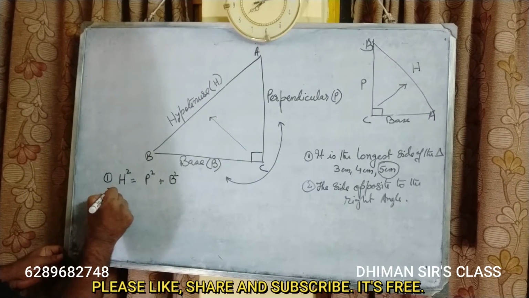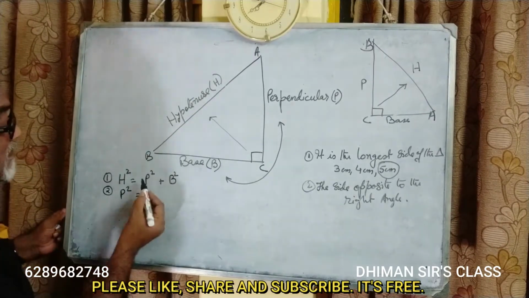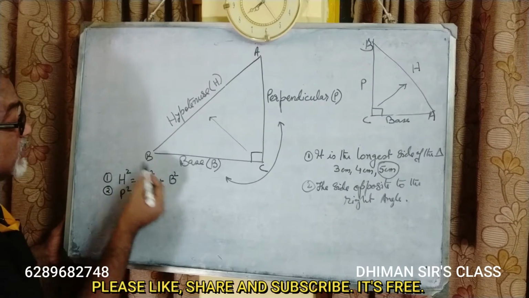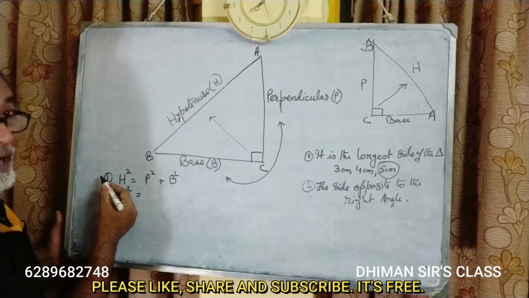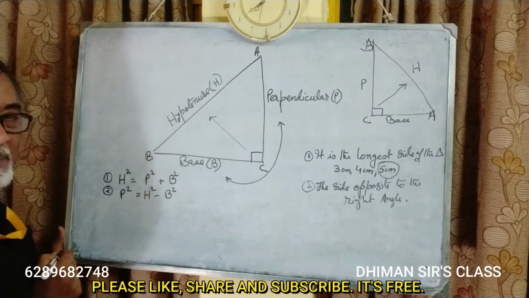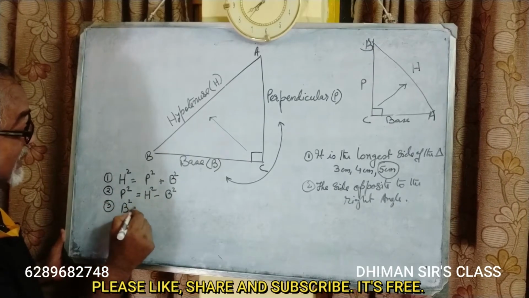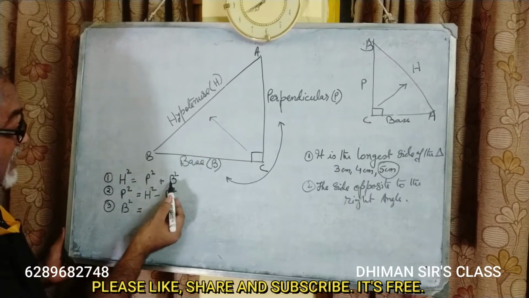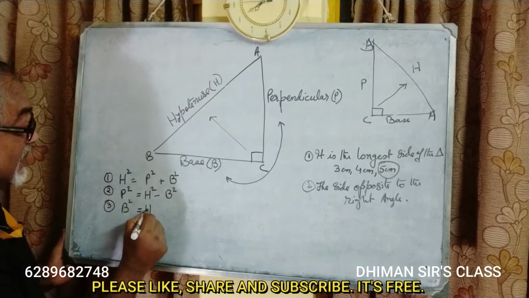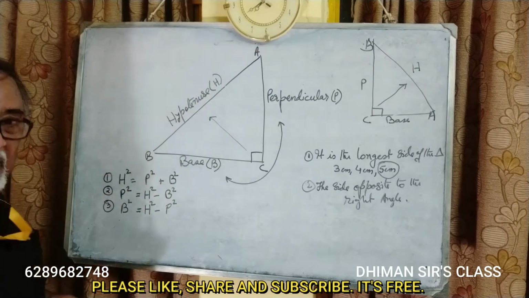Now number 2, let us find P square. As per a simple equation, B square will go to the left hand side, it is on the right hand side. Now it goes to that side, so it becomes minus B square. So H square minus B square. Next, number 3, instead of P square, if it is B square, we are going to find this B square. P square will come to this side. So H square minus P square. That is the formula.